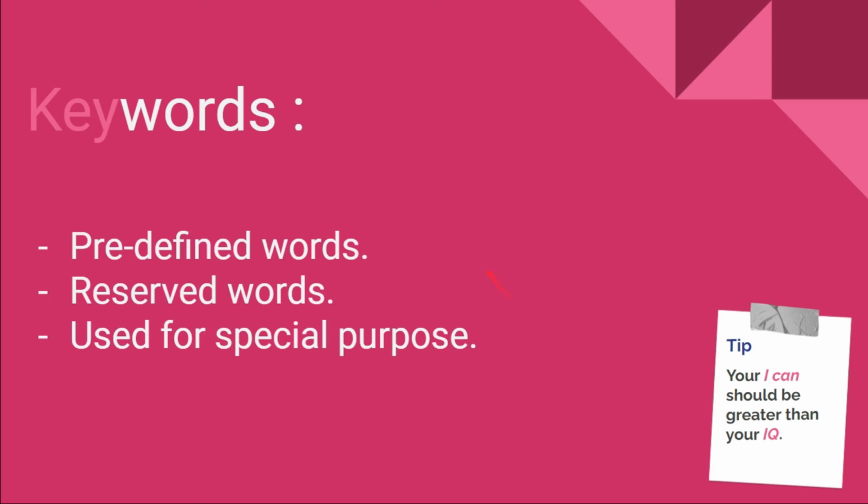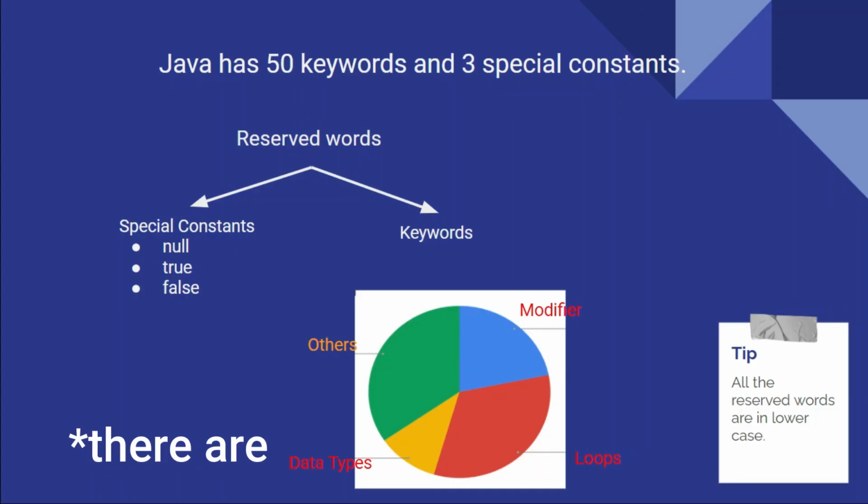Keywords are the reserved words, and these are used for special purposes. These words are predefined, meaning they are already defined in the library of Java. There are mainly 50 keywords and 3 special constants. These words come under reserved words.